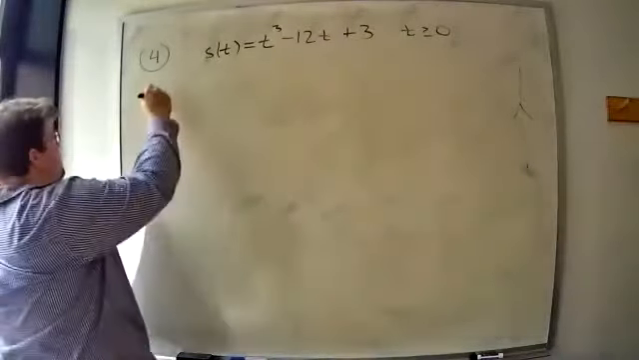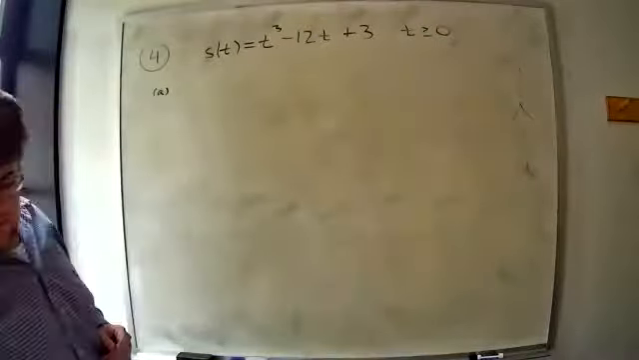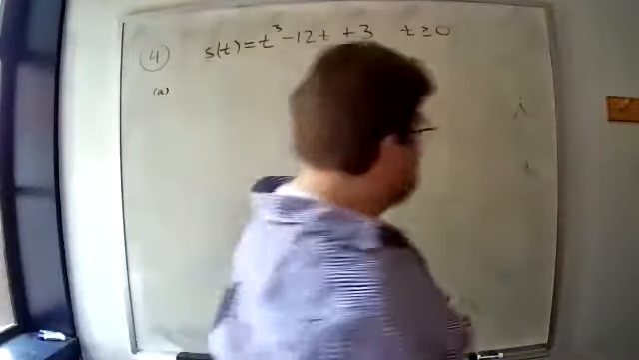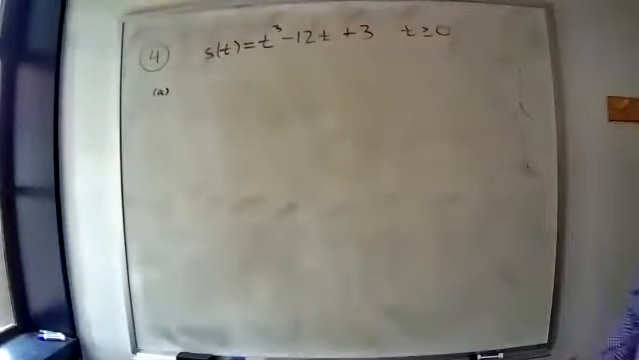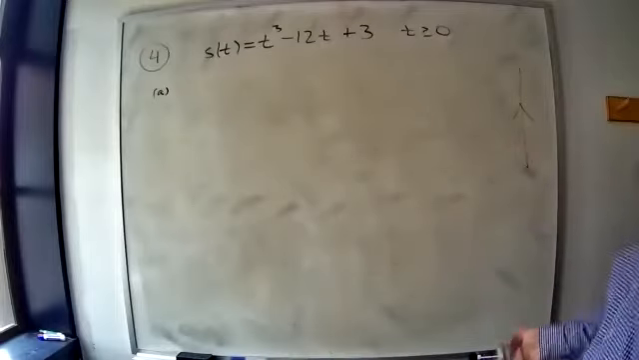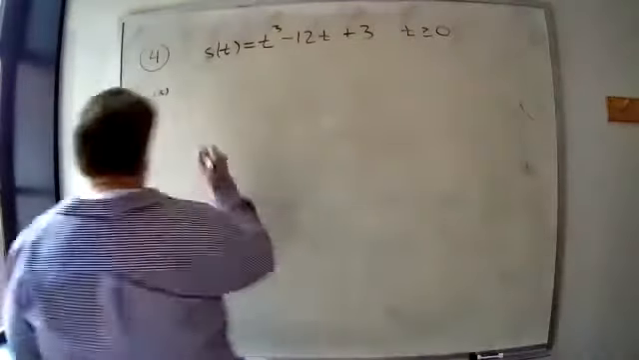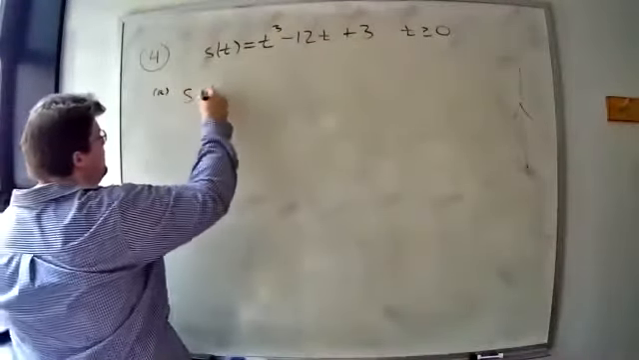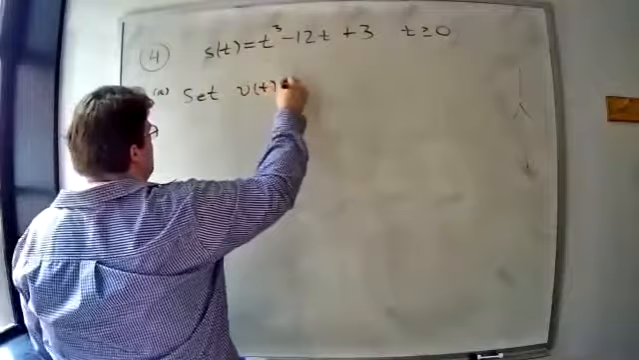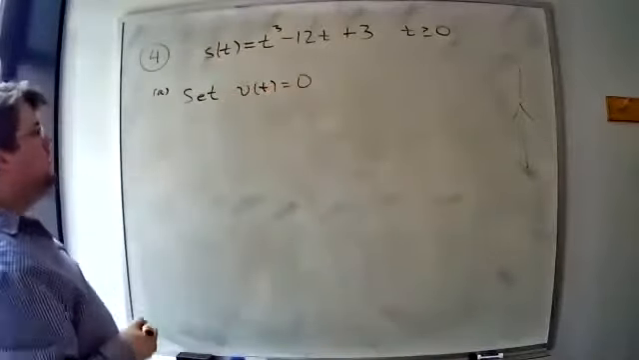Part A, at what time does the particle stop? Well, remember, the derivative of a position function tells us the rate of change of position. The velocity tells us the rate of change of position. So part A says, when does it stop? Well, it stops when position is not changing. So for part A, we set our velocity equal to 0.